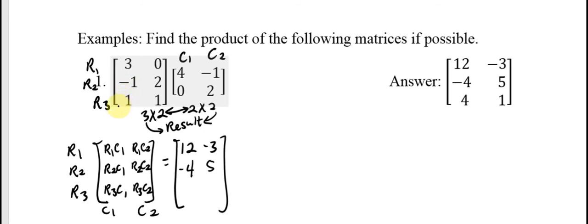Okay, so now row 3, column 1. So this is 4 times 1. That's a 4. And then row 3, column 2. Negative 1 plus 2 is just positive 1. Oh, look, it matches up over there.